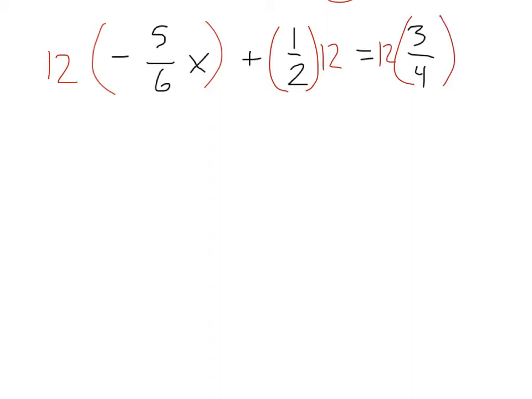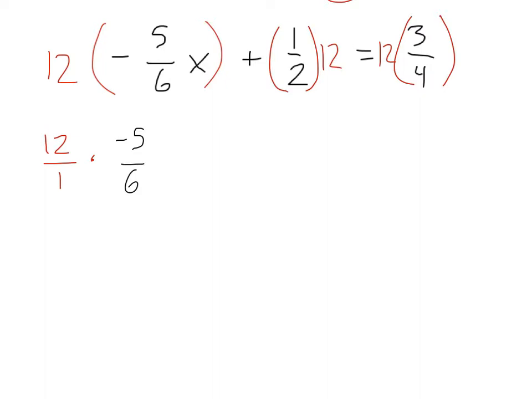All right. So let's work on one section at a time. 12 times negative 5/6x. Well, that's like saying 12 over 1, right? We know that. We can make it 12 over 1 times negative 5/6x. I'm going to assign the negative to the 5. So it's going to be negative 5 over 6. And then we have the x.